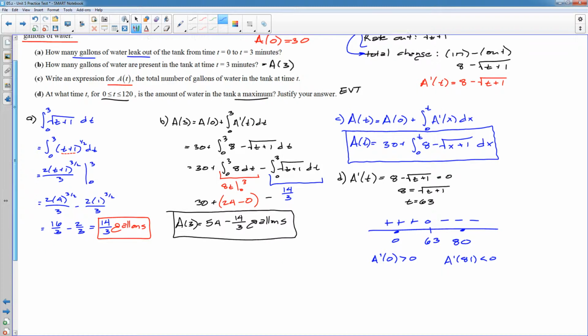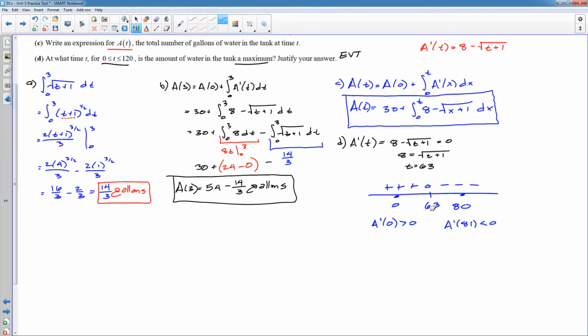Based on that, I know that there is a local max at 63, and because my function is increasing on the left to 63 and decreasing forever after, I also know that at 63, my amount will be larger than the two endpoints, 0 and 120. So that's pretty much the question. It just says at what time t is the amount of water at a maximum. I abandoned the extreme value theorem, so I'm going to get rid of that.